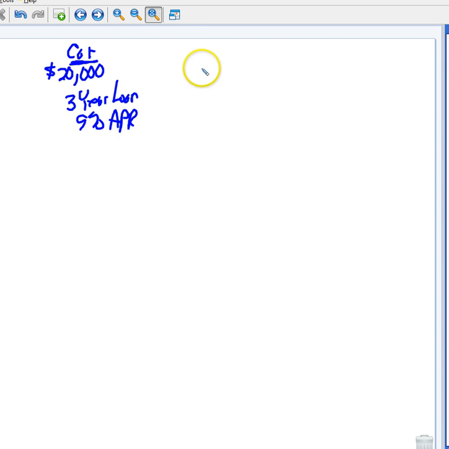When you key in your calculator, car loans are monthly, right? So 3 years would be 36 months. Interest rate, 9%. 9% divided by 12 would be 0.75. And present value, we're borrowing $20,000 today. We want to know the payment, and there isn't any future value.